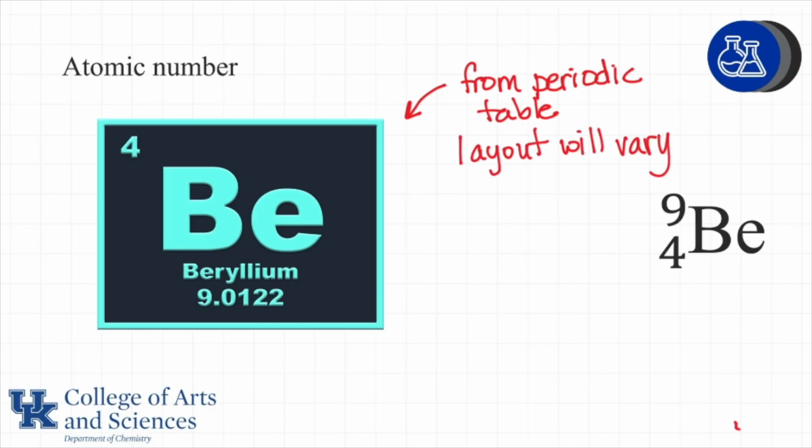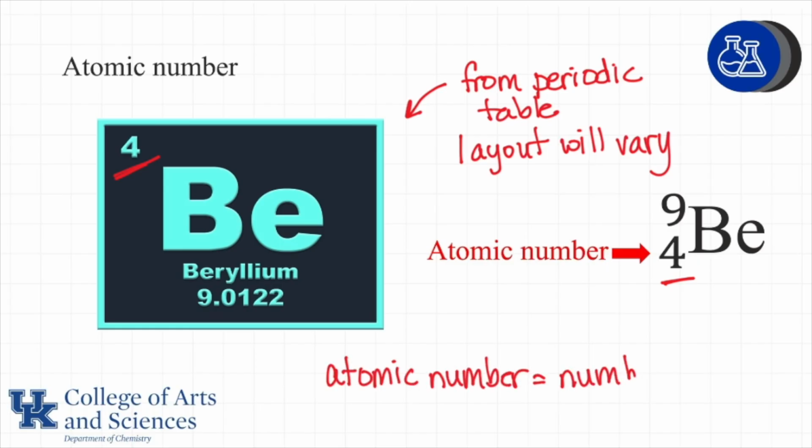Note that different periodic tables will put things in different places, but you can always find the atomic number because it's always going to be a whole number, and those numbers go sequentially, 1, 2, 3, 4, 5. When we want to write out a symbol or a shorthand notation for a particular atom, the atomic number is always subscripted to the left of the chemical symbol. So this number on the bottom is the atomic number for beryllium, and that's the number we see on the periodic table.